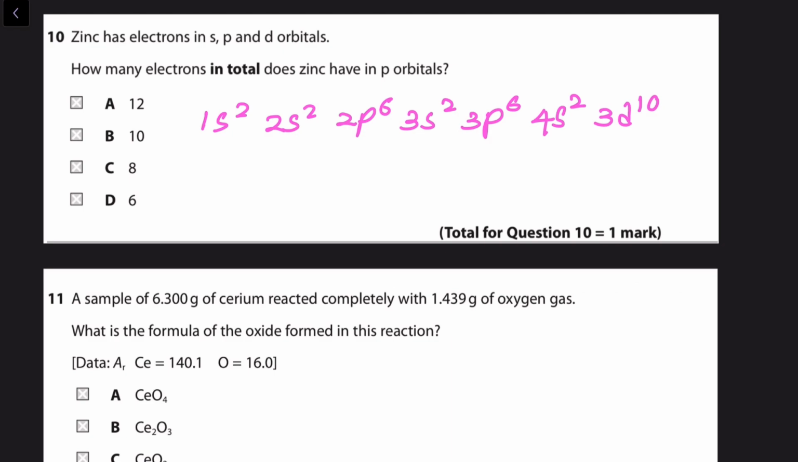There are 2 p subshells, 2p and 3p. So there are 12 electrons in p orbitals. Zinc has 12 electrons in p orbitals. So the correct answer is A.